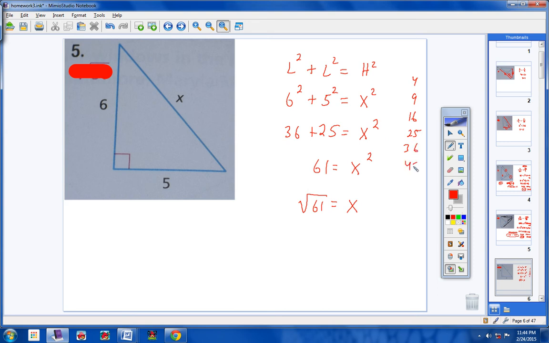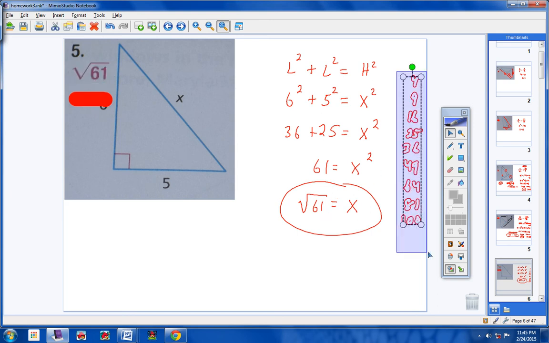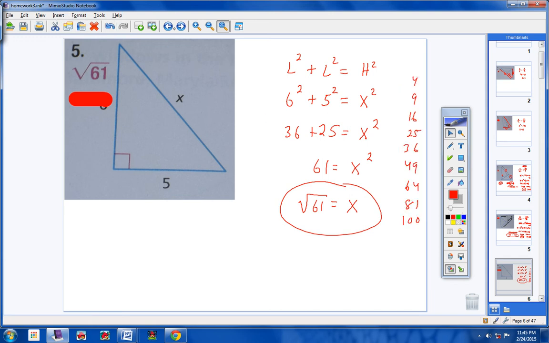7 times 7, 8 times 8, 9 times 9, 10 times 10, and there are others. We could continue on, but do any of these numbers go into 61 evenly? No. So we cannot simplify. So this is the answer, okay? But learn to check and make sure that your answer cannot be simplified, okay? That's real important to do. Alright, let's continue on to number 6.